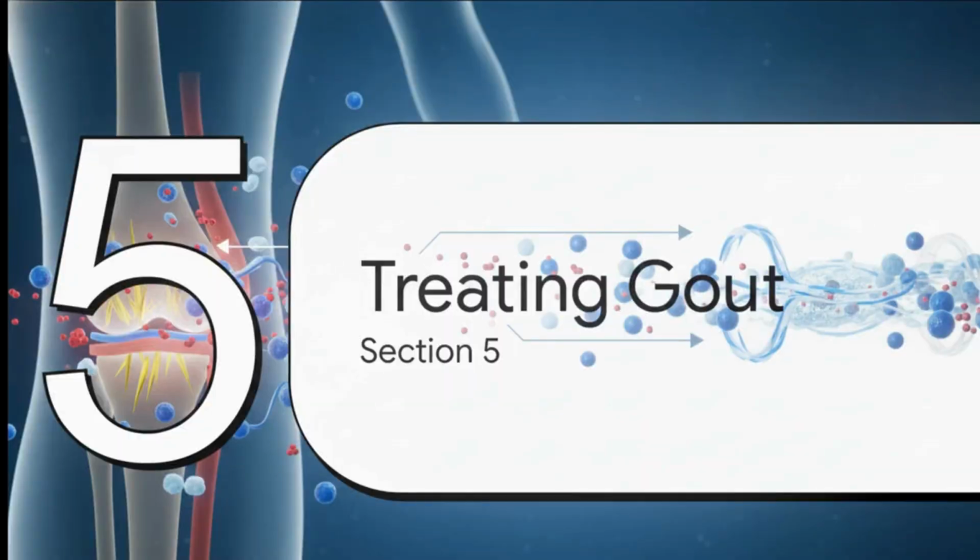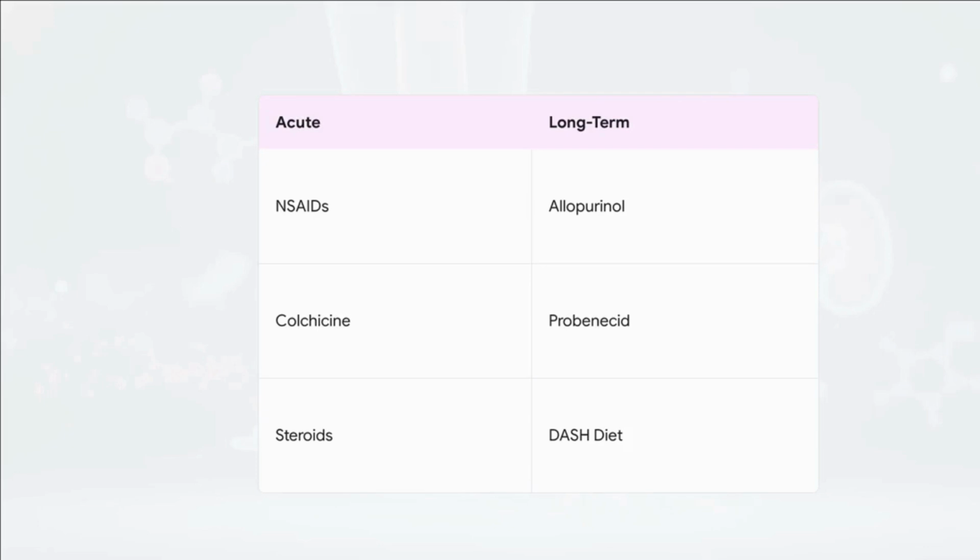Section 5. Treating and managing gout. Once that diagnosis is locked in, it is time to fight back. And treatment is basically a two-pronged attack. First, we have the acute flare treatments. The immediate goal here is simply to put out the fire of inflammation. If you can catch it within those first 24 hours, you can significantly reduce the severity using NSAIDs like ibuprofen or specific medications like colchicine or corticosteroids.